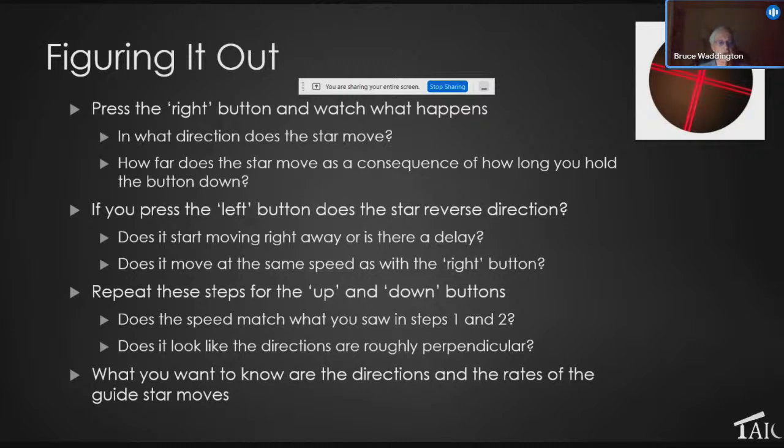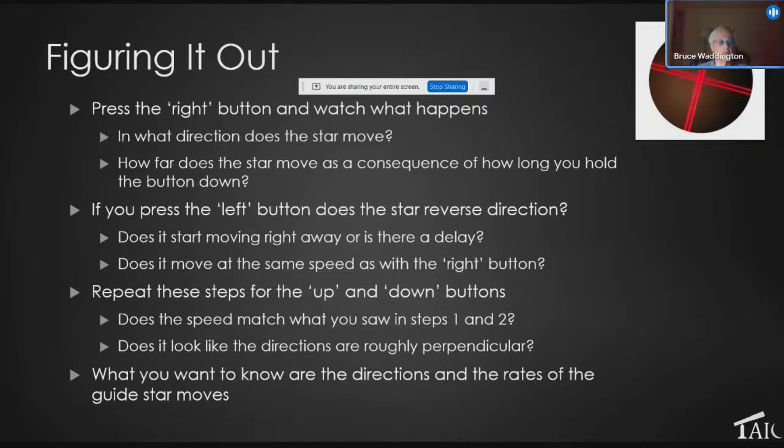So you do that a few times, and you fairly quickly get a feel for how long you have to hold the button down to make the guide star move by an apparent amount that you want in the field of view. And what you realize is that the guide star isn't really moving straight left and right. It's kind of at an angle.